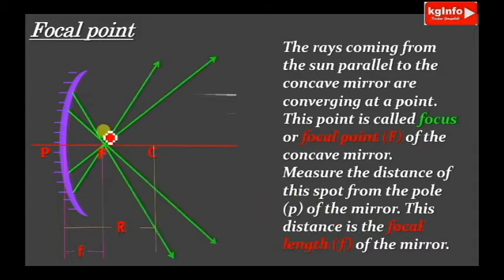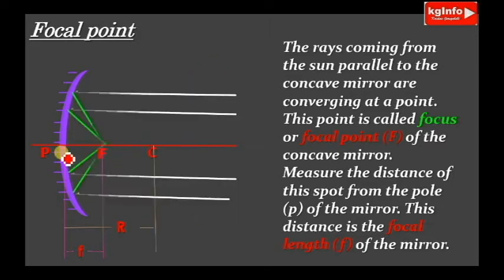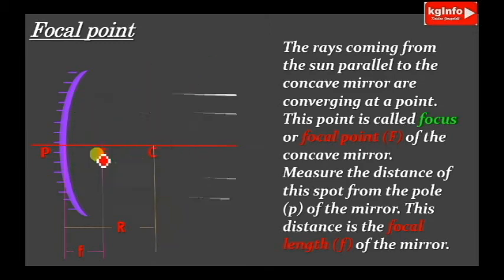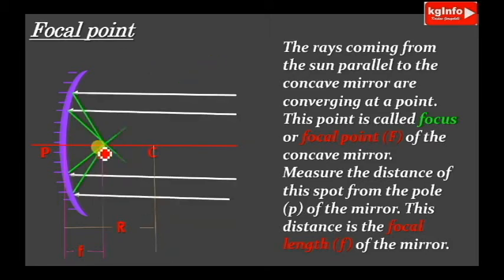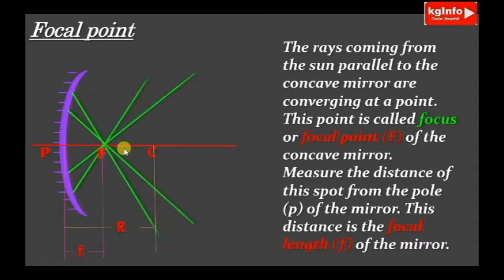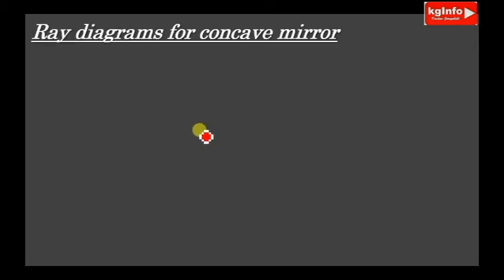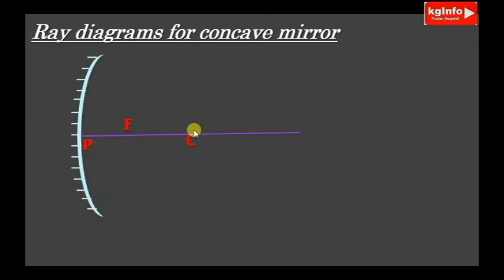So a concave mirror is a converging mirror. That's why this parallel light beam converges at one point on the principal axis. This point is the principal focal point. Okay. Next are the ray diagrams for concave mirror. What are the uses of ray diagrams? Ray diagrams are very useful to find the location, size and type of image, for either a concave mirror or a convex mirror.